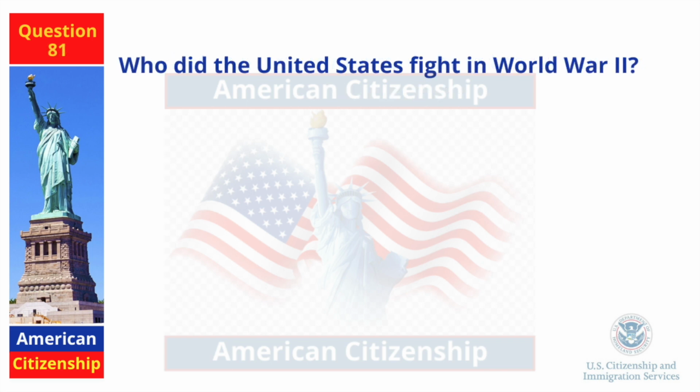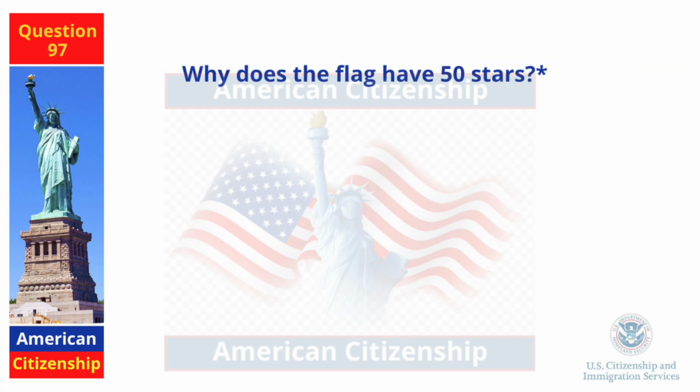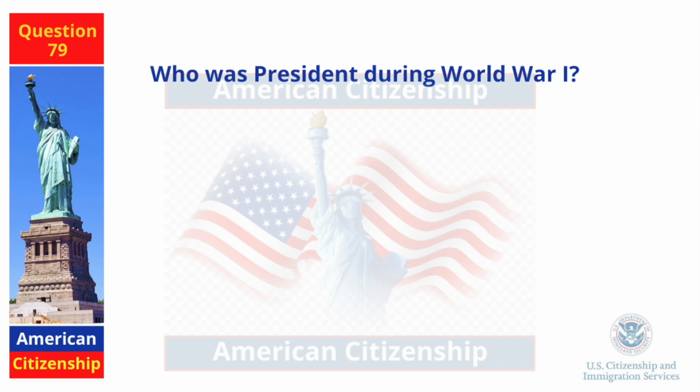Who did the United States fight in World War II? Japan, Germany, and Italy. Why does the flag have 50 stars? Because there are 50 states. Who was president during World War I? Woodrow Wilson.